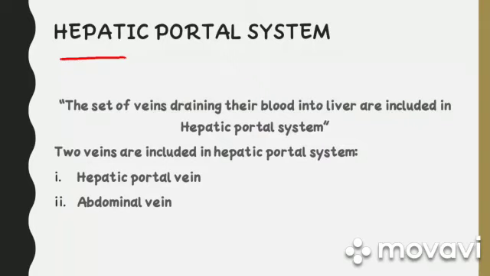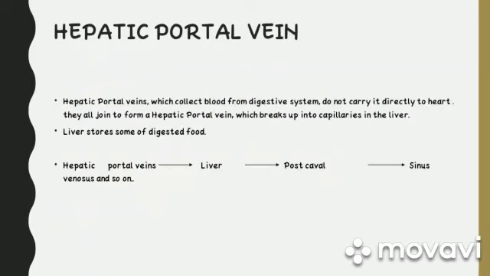The set of veins draining their blood into liver are included in hepatic portal system. Students, two veins are included in hepatic portal system. Number one is hepatic portal vein and then abdominal vein. So first we will see the functioning of hepatic portal vein.